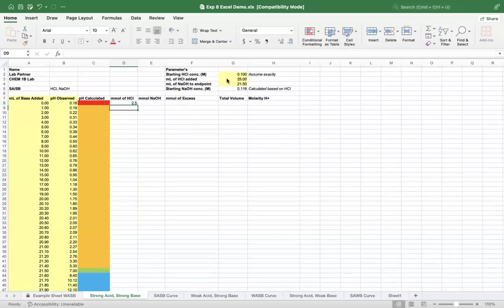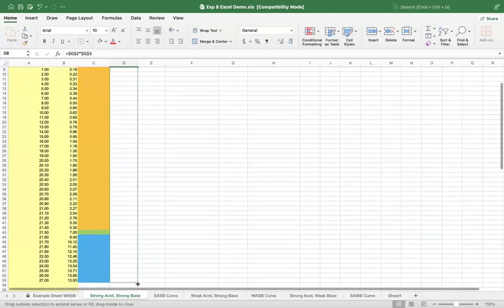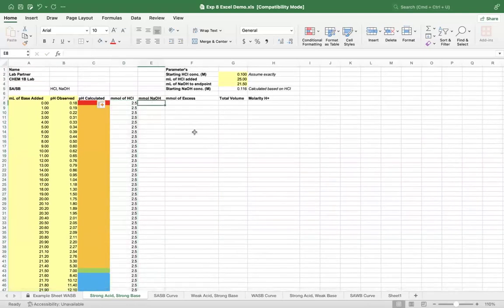And it's 2.5. Now, if I wanted to be able to drag this column down, I actually need to go in here and add dollar signs. I might as well do that. You could also save yourself this step and just write 2.5 in the next cell and then drag that down, because 2.5 is the number. It's not going to change. But by adding those dollar signs, now it applies that exact same calculation the entire way down, and it'll be 2.5. So that's the amount of acid that's in there to start with.